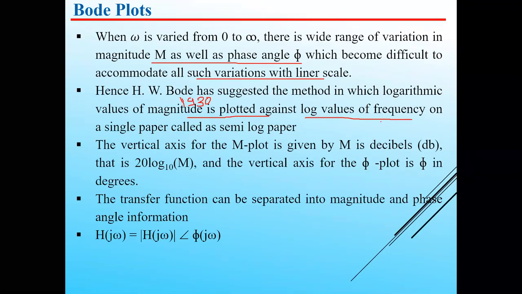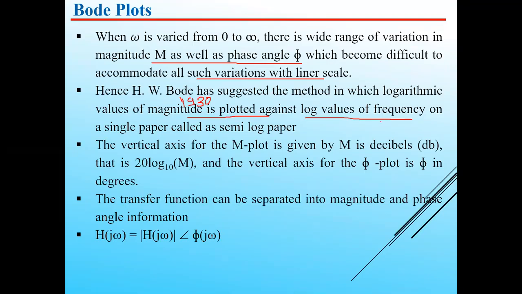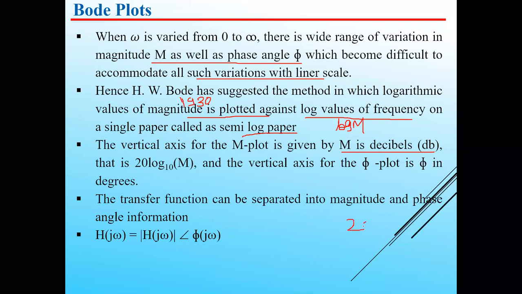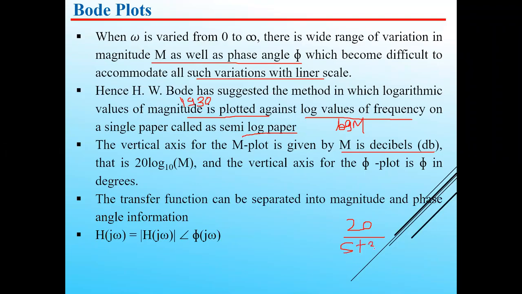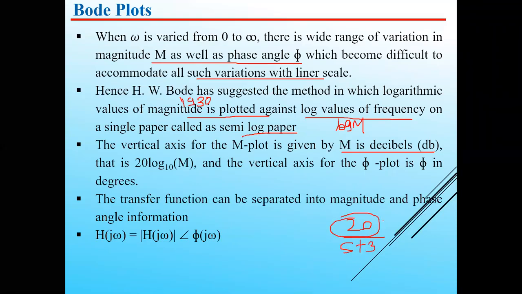म्हणजे frequency पण logनीच घेतलेली आहे आणि magnitude पण logarithmic आहे on a single paper known as a semi-log paper. So the vertical axis for the magnitude plot is given by M in decibel, म्हणजे log of magnitude. आता समजा, for example, my transfer function is 20 divided by s plus 3. So the first part is my gain K. So I will take logarithm of this 20 as well as the second part.